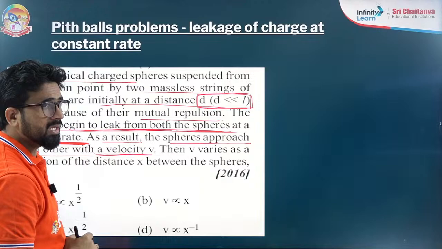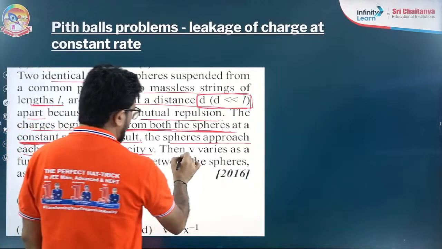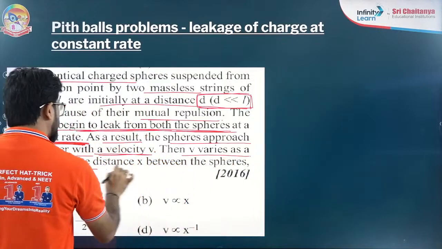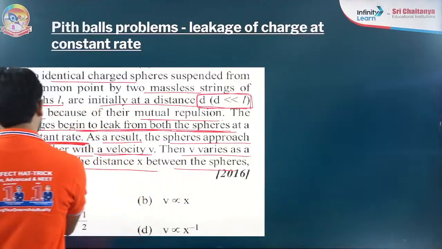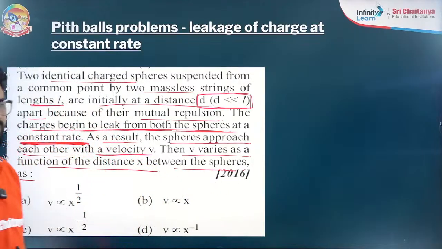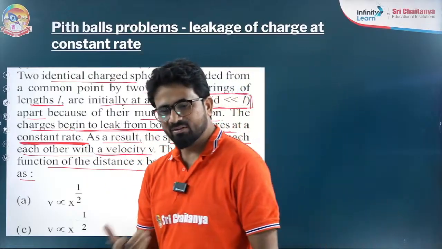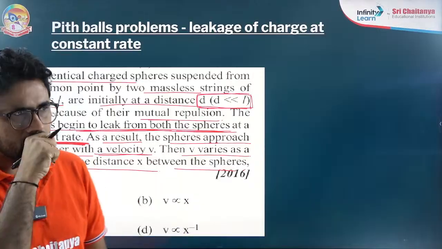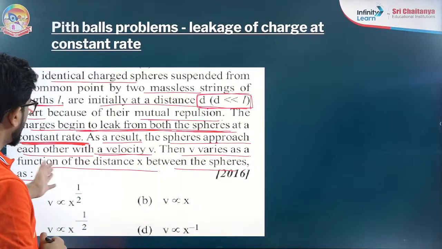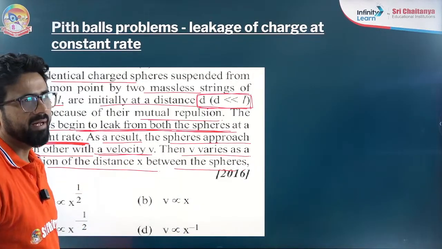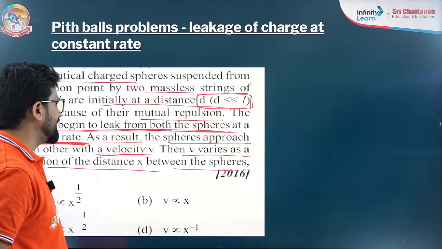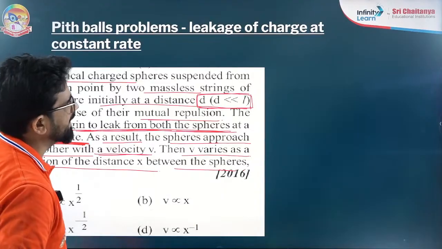Now the v varies as a function of the distance between the spheres. That was the question: how the v varies with the distance. Sorry, how v varies with x; in terms of x we have to see. That is the question. So I am drawing the diagram first.